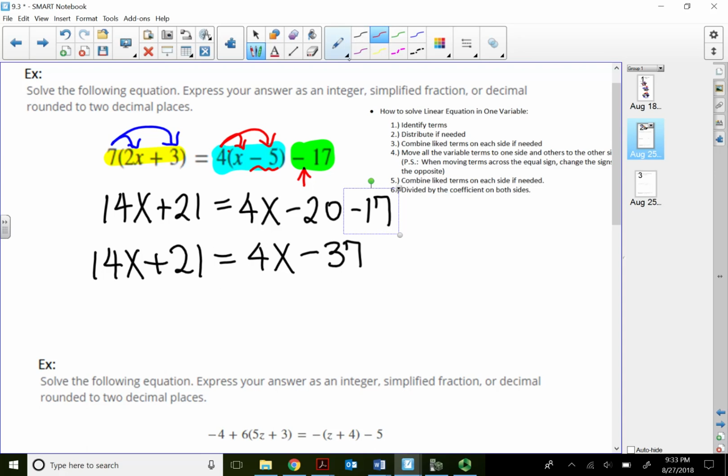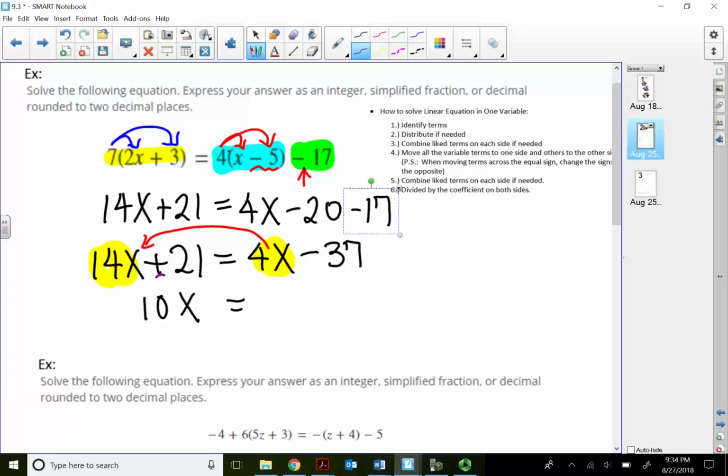All right, so now let's move them. I see variable term on the left and the right. So let's move the variable term to the bigger side, which is to the left. 14x is bigger than 4x. So when positive 4x comes over, it becomes negative. 14x minus 4x will be 10x.